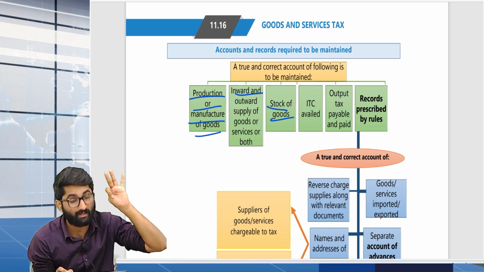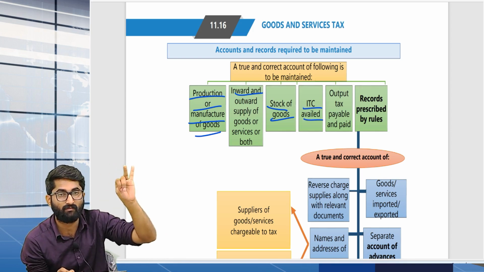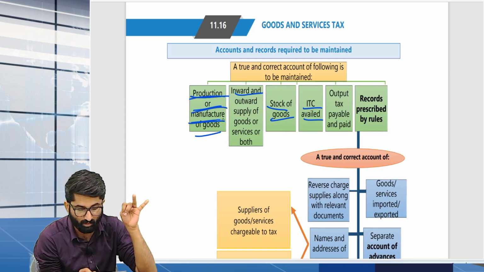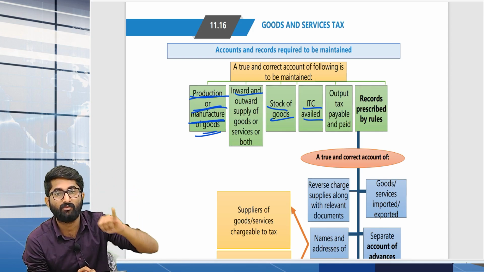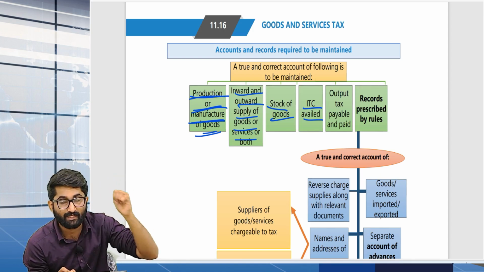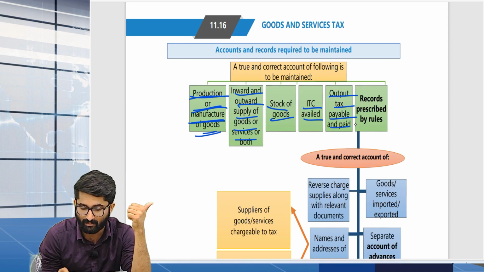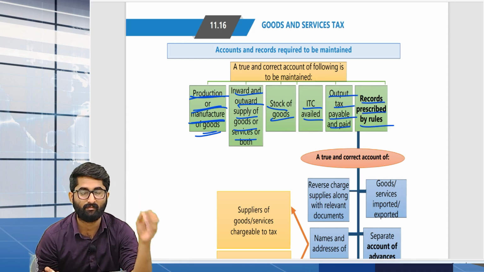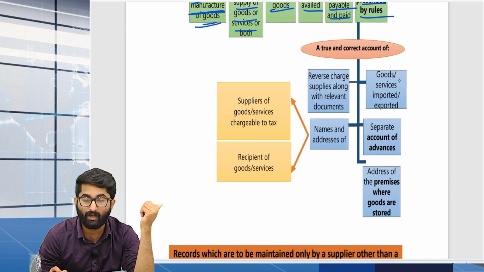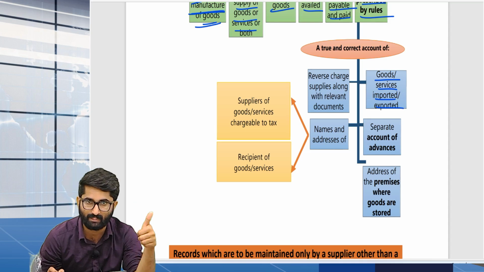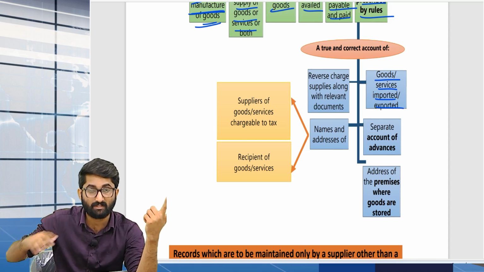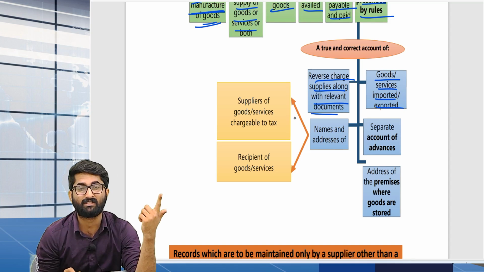While purchasing, you will pay the input tax credit, ITC availed, that record you have to maintain. After keeping it in your godown, you start manufacturing, that is, production or manufacture of the goods. Once you manufacture, you keep it in stock again, later you sell it, outward supply of goods or services. Once you sell it, you will collect the output tax payable, and such other records as may be prescribed. So there are some people to whom other records may be prescribed.